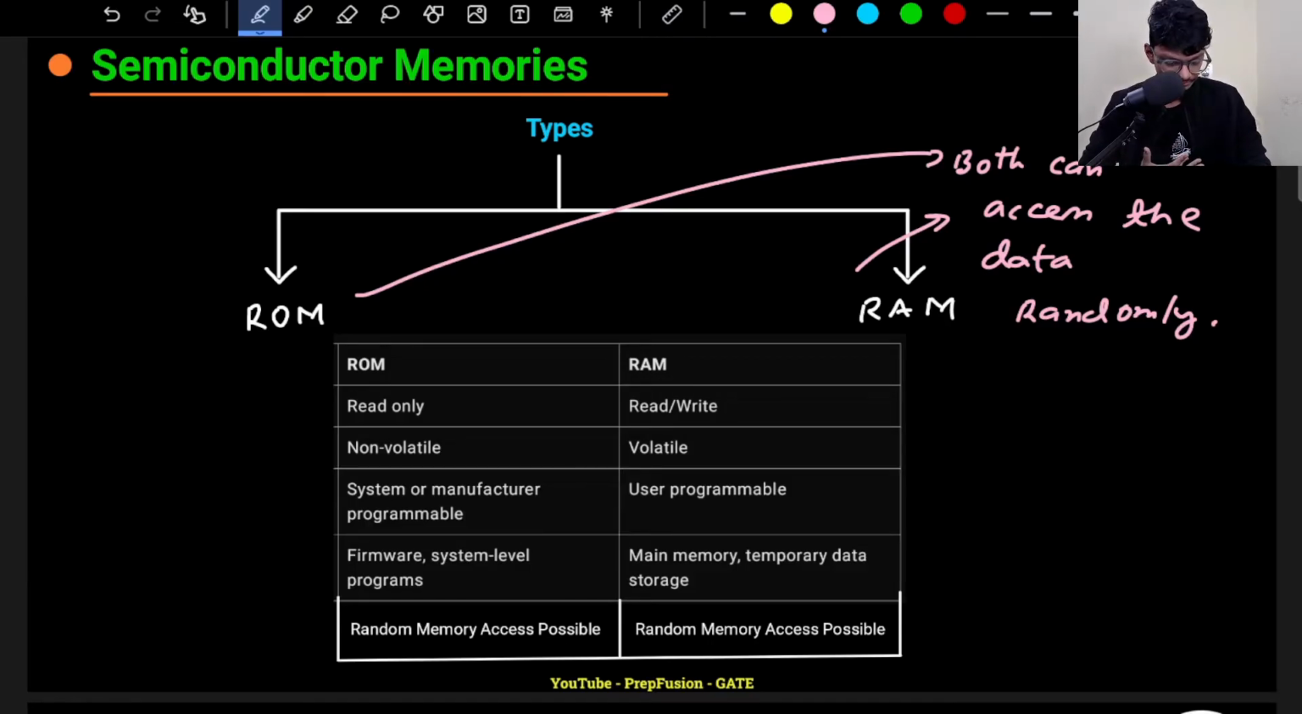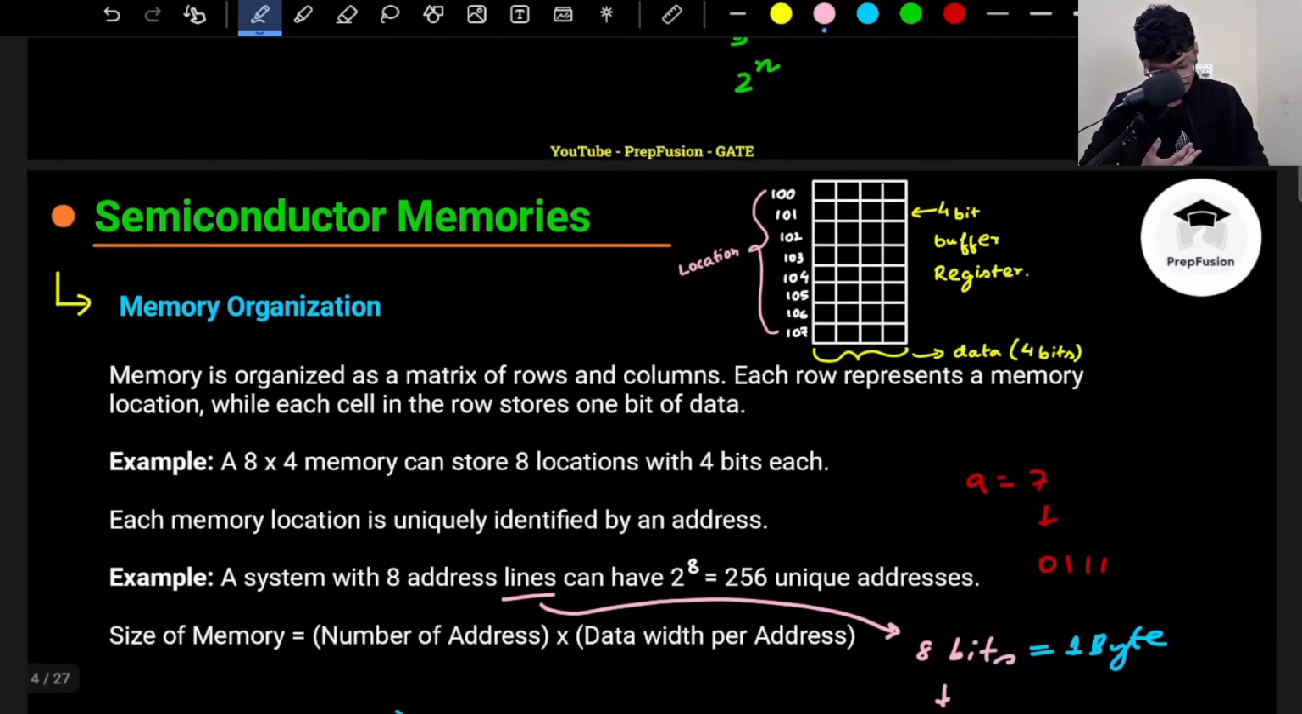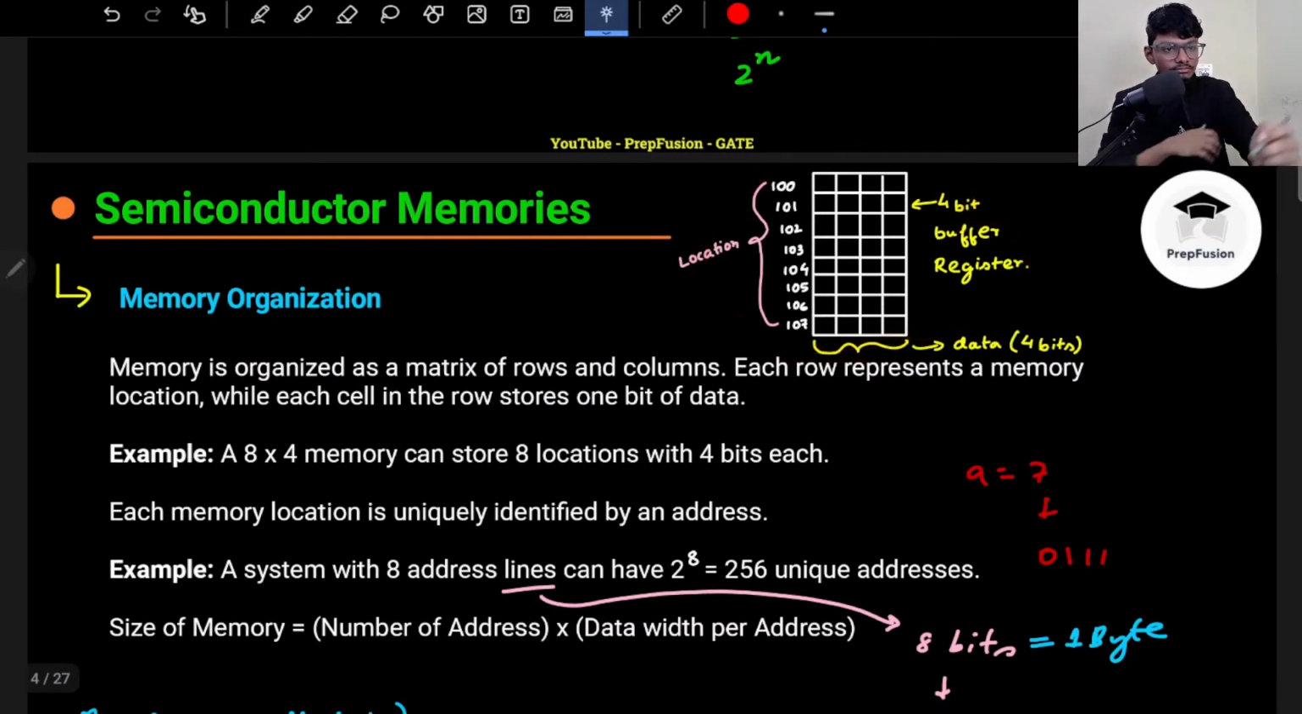What do I mean by randomly? I previously told you that in memory, data is stored in this format. In location 100 I will have some data, in location 110 I will have some data, in location 104 I will have some data. Random basically means if I tell the CPU, give me the value of location 104, it will directly go to this value and fetch it.